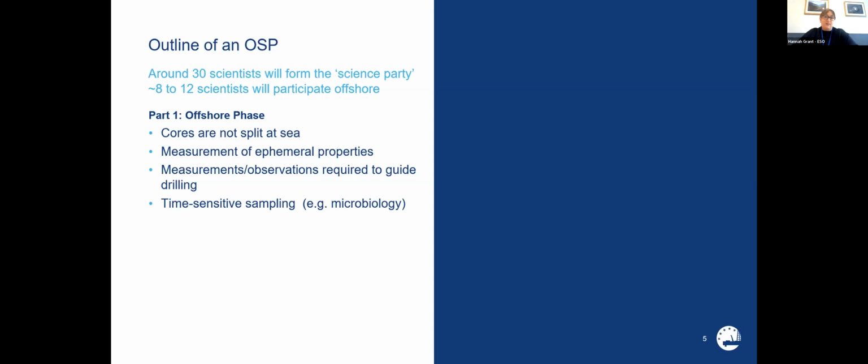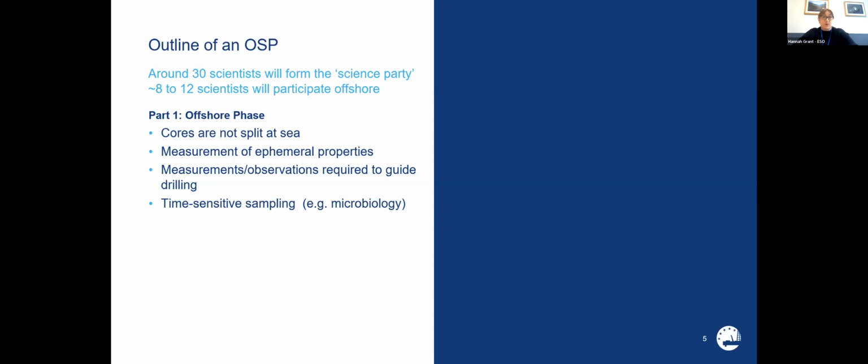If you apply and your application is successful, your invitation letter will specify if you are being invited as an offshore and onshore scientist or an onshore only scientist. So you will know at the invitation stage what your commitment to the expedition will be. If you wish, you can state on your application that you want to be considered for an onshore only position. That's absolutely fine. What you can't do, however, is apply for an offshore only position.